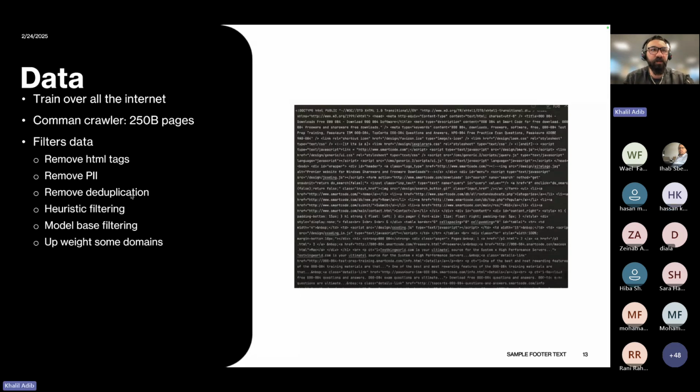Remove duplication, because you can find a lot of the same information over multiple websites. So you kind of don't want to retrain on the same information. So you have to make sure to remove some of them. There are some techniques to do that.